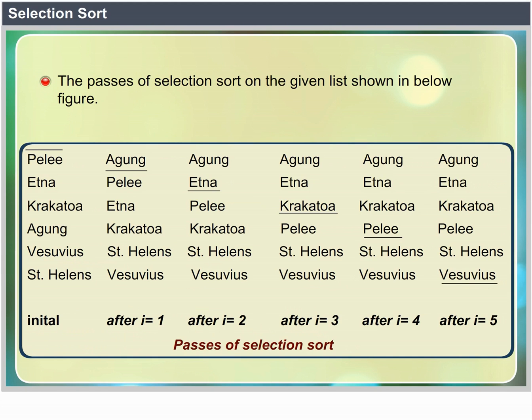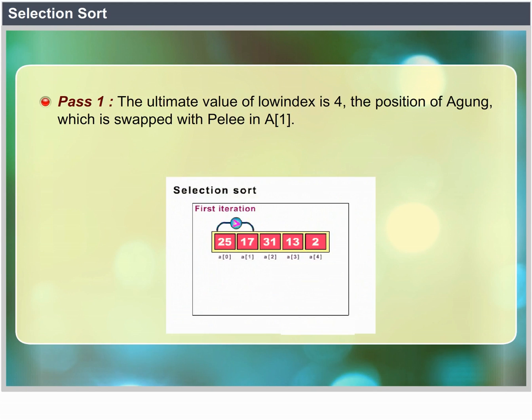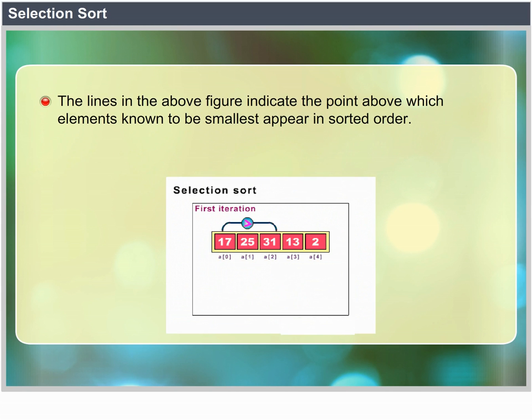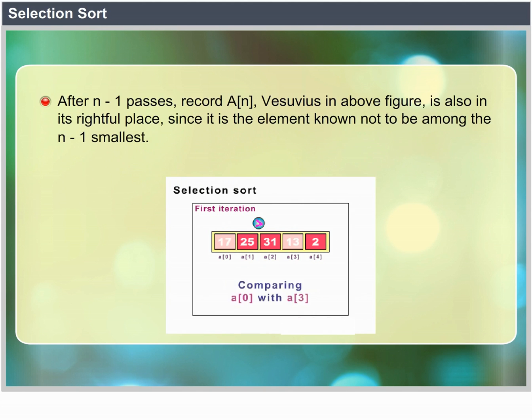Pass 1. The ultimate value of lowindex is 4, the position of Agun, which is swapped with Pele in A[1]. The lines in the figure indicate the point above which elements known to be smallest appear in sorted order. After n-1 passes, record A[n], Vesuvius in the figure, is also in its rightful place, since it is the element known not to be among the n-1 smallest.